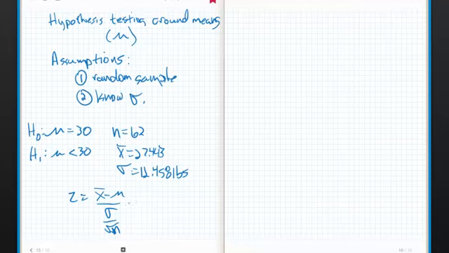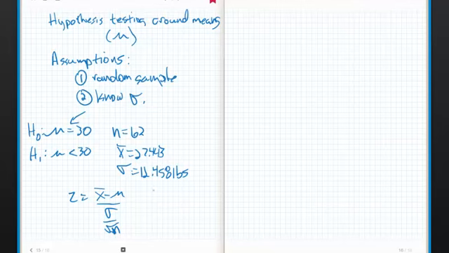Now, I'm going to do this two ways. Let's draw our picture first. Let's do the critical region, the critical value, and then the test statistic. And then when we're done, we can sort of kill two birds with one stone here. And we're going to determine whether or not we can, remember, everything is around the null hypothesis. Can we reject it or not?